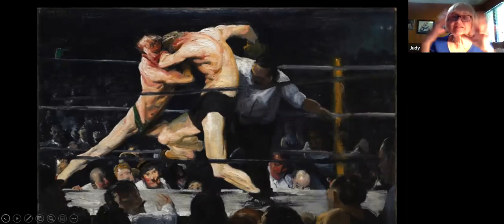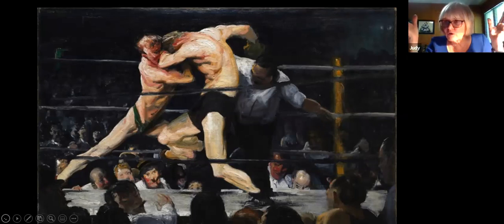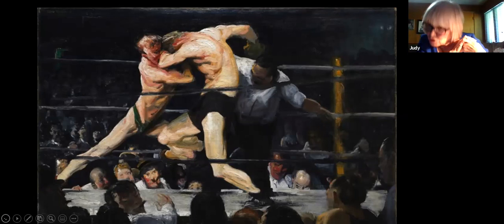Now, that play of dark and light was very popular with Rembrandt and other painters from the Dutch school of painting. And it has an Italian name, which I hope I'm not butchering. It's called chiaroscuro. So it's dark and light. And in this painting, Bellows himself, as I mentioned before, was into sports and he depicted lots of sports.